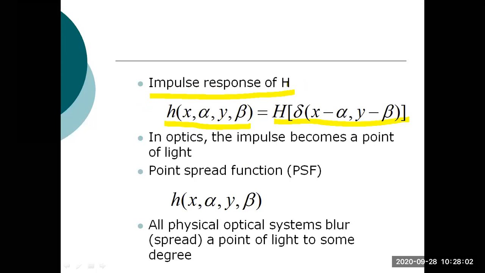Generally this function is also called the point spread function in our optical communications. So it may be used in optical systems also as the point spread function, PSF. Generally it is the impulse response in our normal system, and it is also called the point spread function in optical systems.